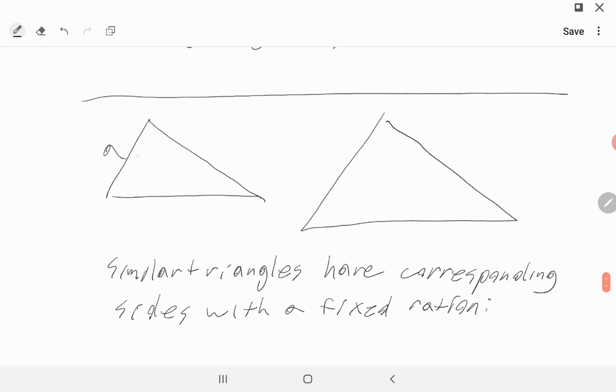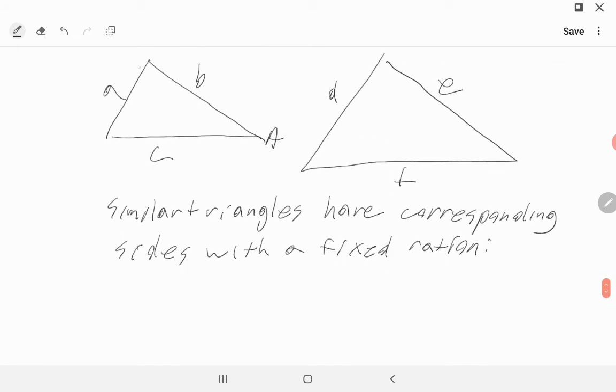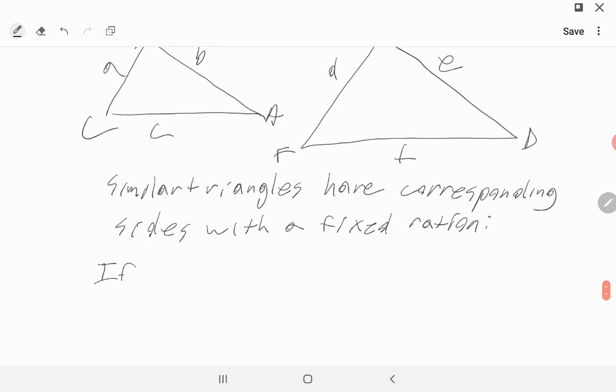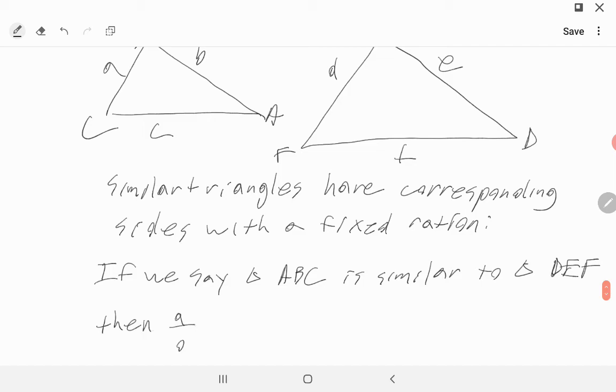That means that if the first triangle has side lengths A, B, C and the other triangle has side lengths D, E, F, and we call these triangles capital A, B, C and capital D, E, F, and we say triangle ABC is similar to triangle DEF, then A divided by D has to equal B divided by E, has to equal C divided by F, has to equal some constant. And so what does that mean?